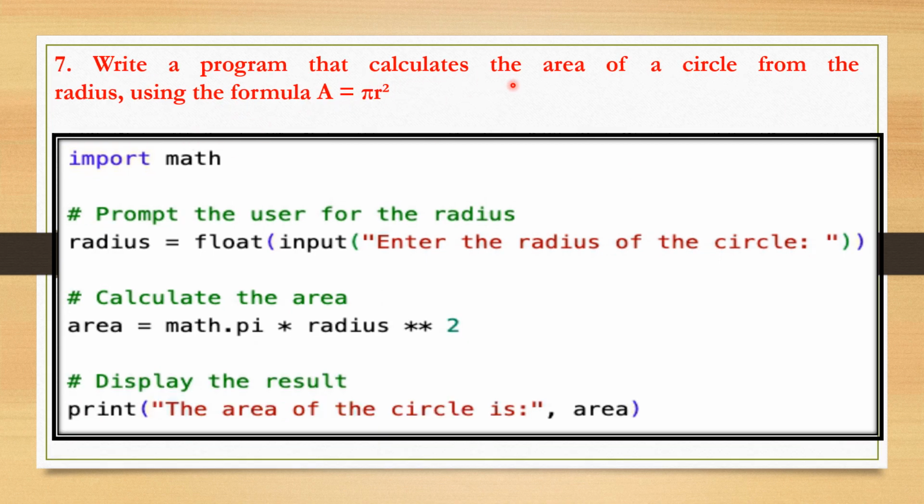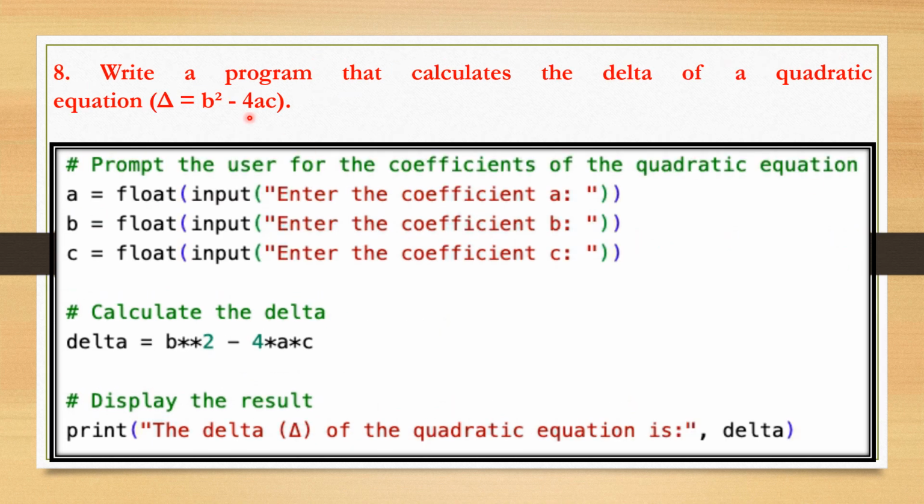The next program is to calculate the area of a circle. As we are using pi, we will have to import the math module, and we'll use math.pi and then radius squared. We will prompt the user to enter the radius and then apply the area formula, pi r squared, and finally display the result. The next program is to calculate the delta using these equations. First prompt for a, b and c. We input all three values and then apply the function b squared minus 4ac and display the results.